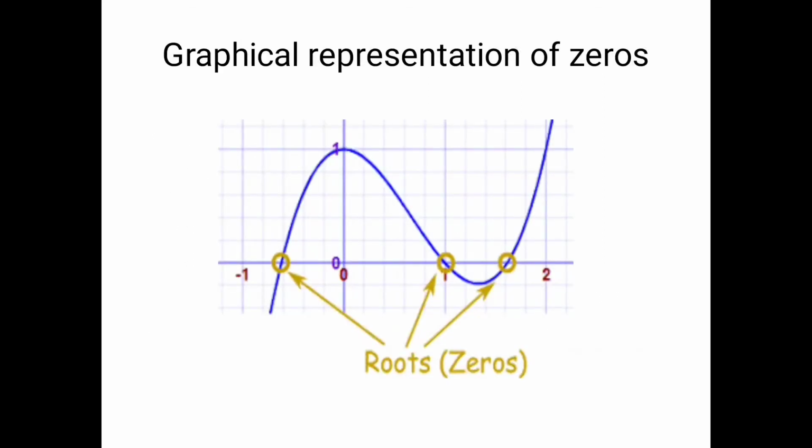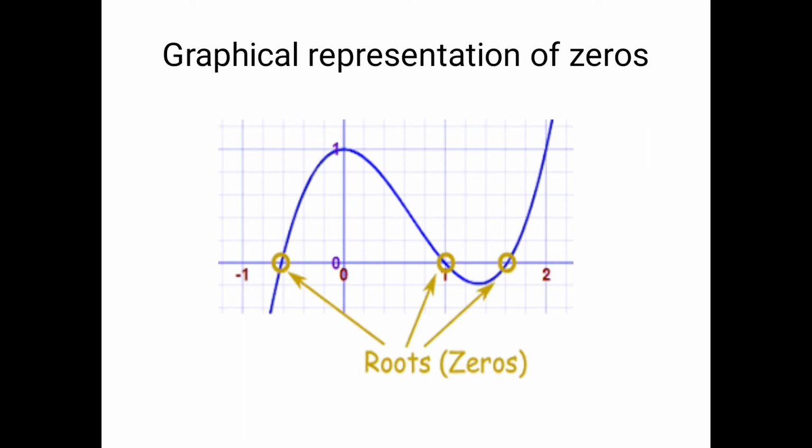Graphical representation of zeros. Here we have two axes. The horizontal axis is the x-axis and the vertical axis is the y-axis. Here we can see that the curve is intersecting the x-axis at 3 different points. So here we have 3 zeros.